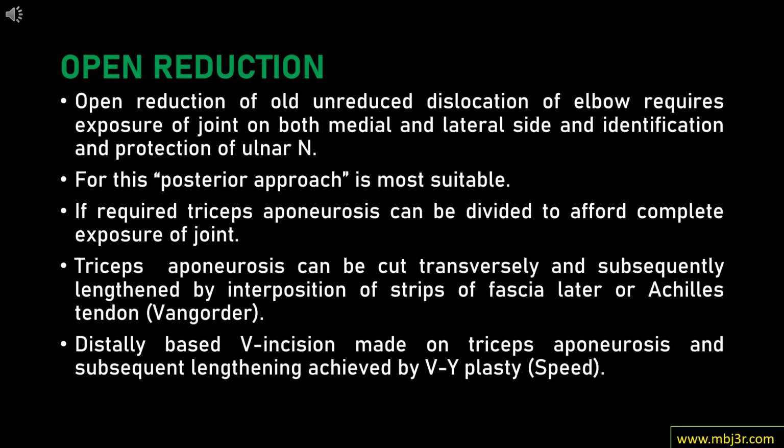Open reduction of old unreduced dislocation of elbow requires exposure of the joint on both medial and lateral side and identification and protection of the ulnar nerve. For this, posterior approach is most suitable. If required, triceps aponeurosis can be divided to afford complete exposure of the joint. Triceps aponeurosis can be cut transversely and subsequently lengthened by interposition of strips of fascia lata or Achilles tendon, or a distally based V incision made on triceps aponeurosis and subsequent lengthening achieved by VY plasty.